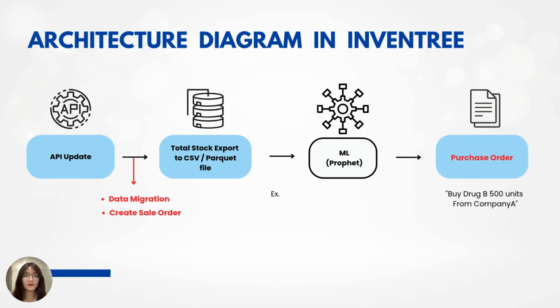The key part of our architecture is the integration of machine learning using the Prophet model, which analyzes the historical usage data, such as the daily usage of drug A, B, and C, to forecast future drug demand. This enables the system to recommend procurement decisions, suggesting to the pharmacies what exactly to purchase. For example, buy drug B 500 units from company A.